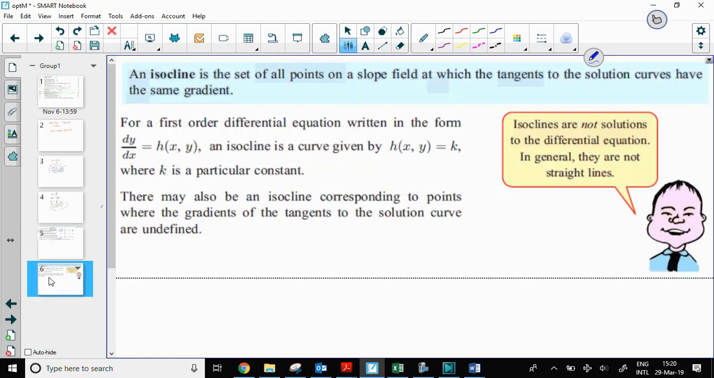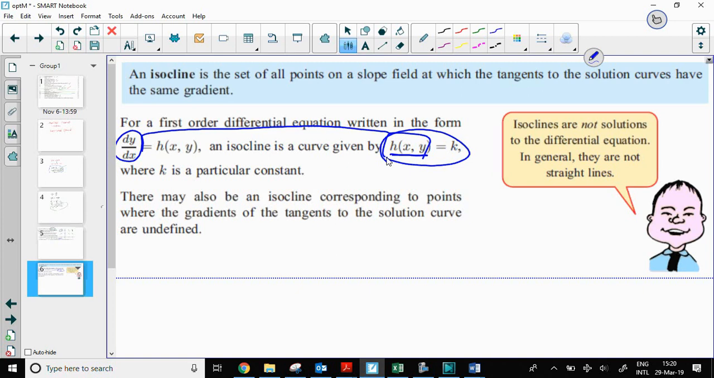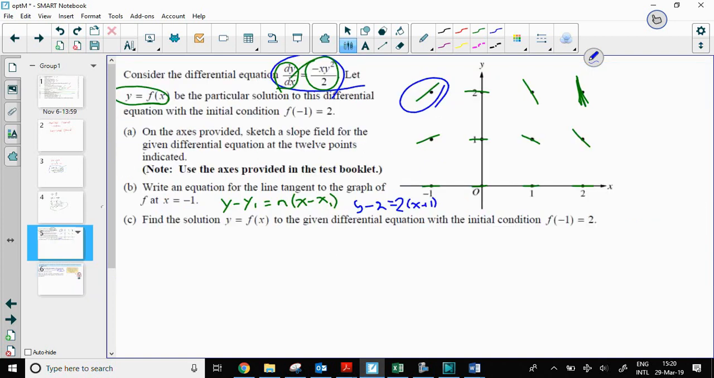isoclines. So an isocline is just a set of points where they all have the same slope, same gradient. You could algebraically think of an isocline as a curve that looks like that. And this is h of x and y, meaning this is a function including x and y, and it's all set to being equal to a constant. Why? Because, again, h of x, y is our derivative. So like in the previous example, I don't see an isocline here, but I have a derivative which is equal to a function of x and y.